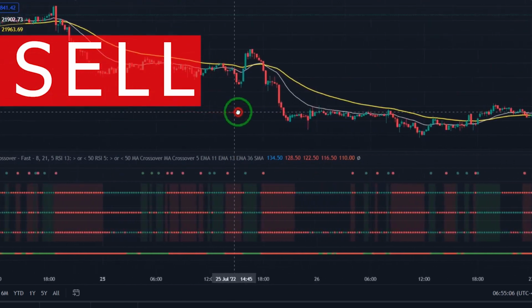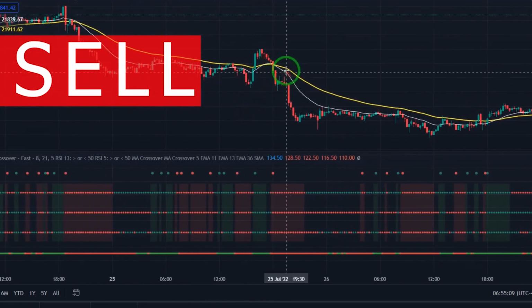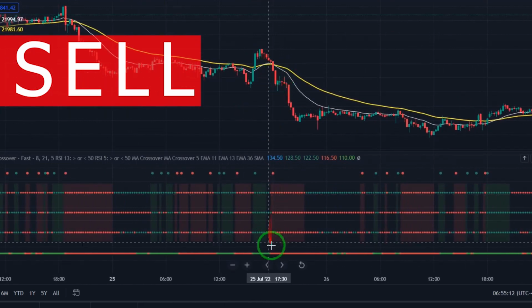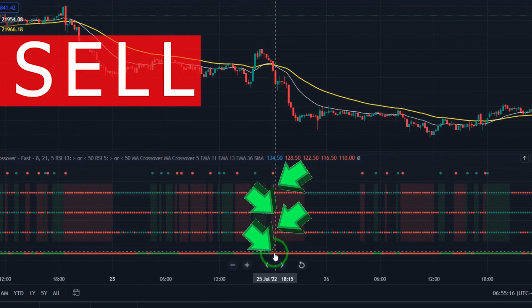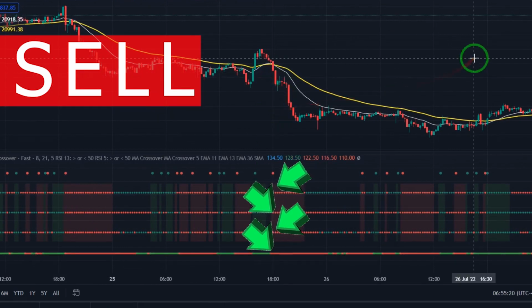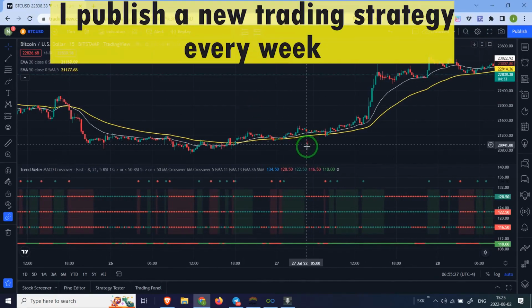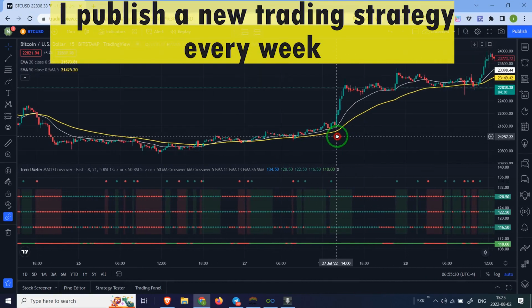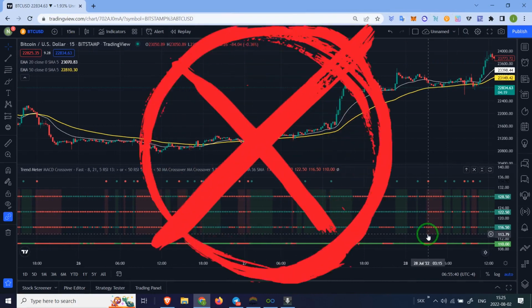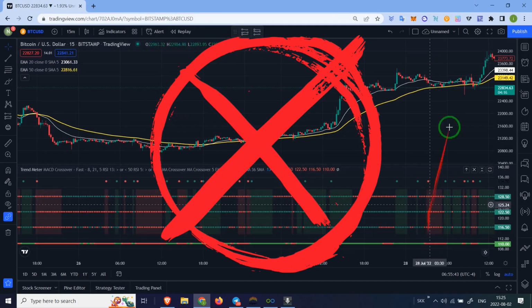If the white moving average is below the yellow moving average and in the trend meter indicator all points and bottom line are red, we enter into a sell position. So here, where the white moving average is above the yellow moving average, even though all the points and the bottom line are red, we do not enter into a sell trade because the trend is upward.